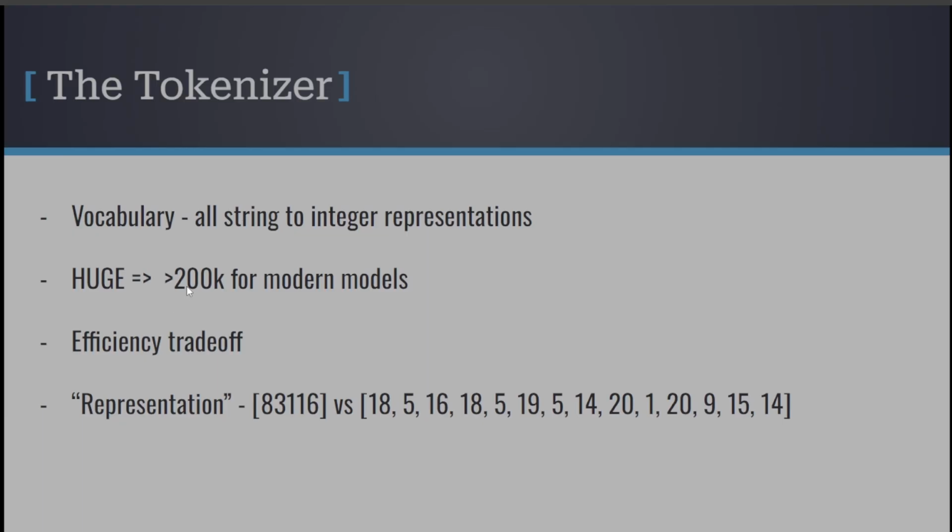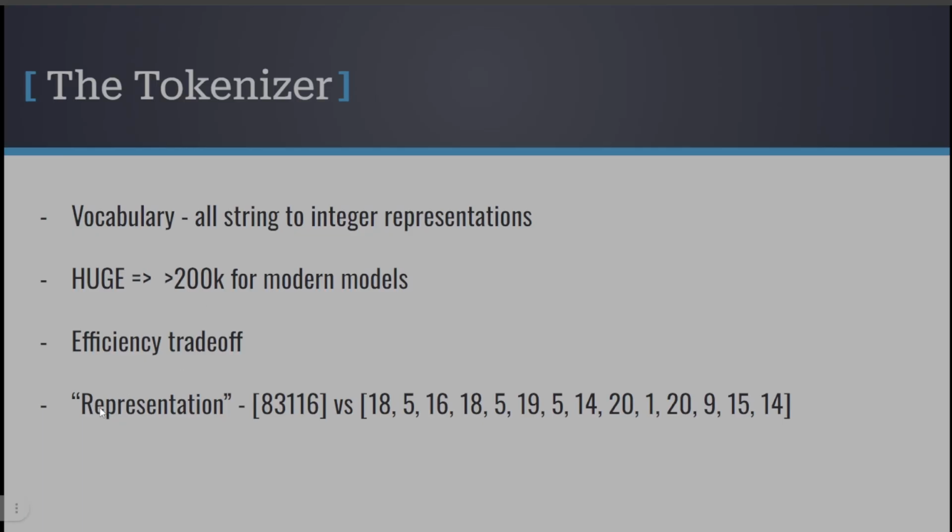It can be in the orders of 200,000 for modern models. And it's basically an efficiency trade-off, because if you have a larger vocabulary size, you can output more tokens per word, meaning you have slightly more efficiency. While if you have a smaller vocabulary size, for example, each token is one character, you end up having to create more tokens in order to represent one word.